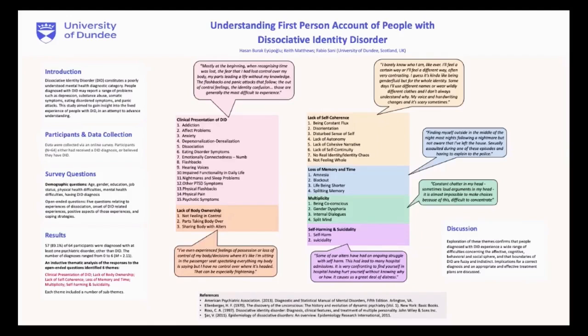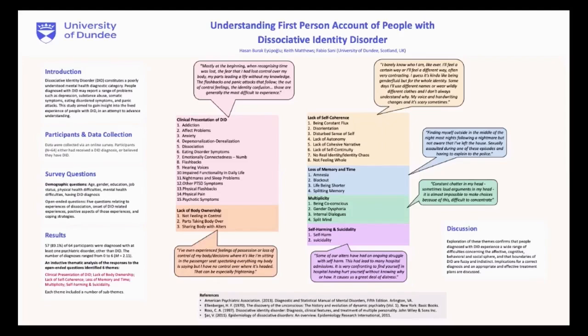We used online survey method to gather data. All participants either had received a DID diagnosis or believed they have DID. After demographic information, 5 open-ended questions have been asked related to DID experiences of participants. You can see the relevant details on the poster. Inductive thematic analysis has been conducted for the responses to open-ended questions. 6 main themes have been identified as a result, and I will try to explain them briefly.